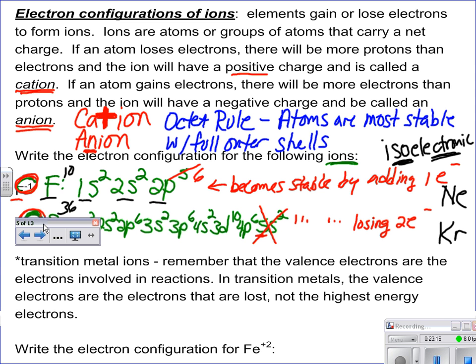So what we see is that for transition metals, the valence electrons, the ones that are involved in reactions, we still have to think about those. The ones that are lost are not in the highest energy level. So if we want to write the electron configuration for something like iron plus 2, I'm going to write it up here where I've got space. Everybody find iron, number 26. Without the charge, tell me the electron configuration for iron. Ready? 1s2.